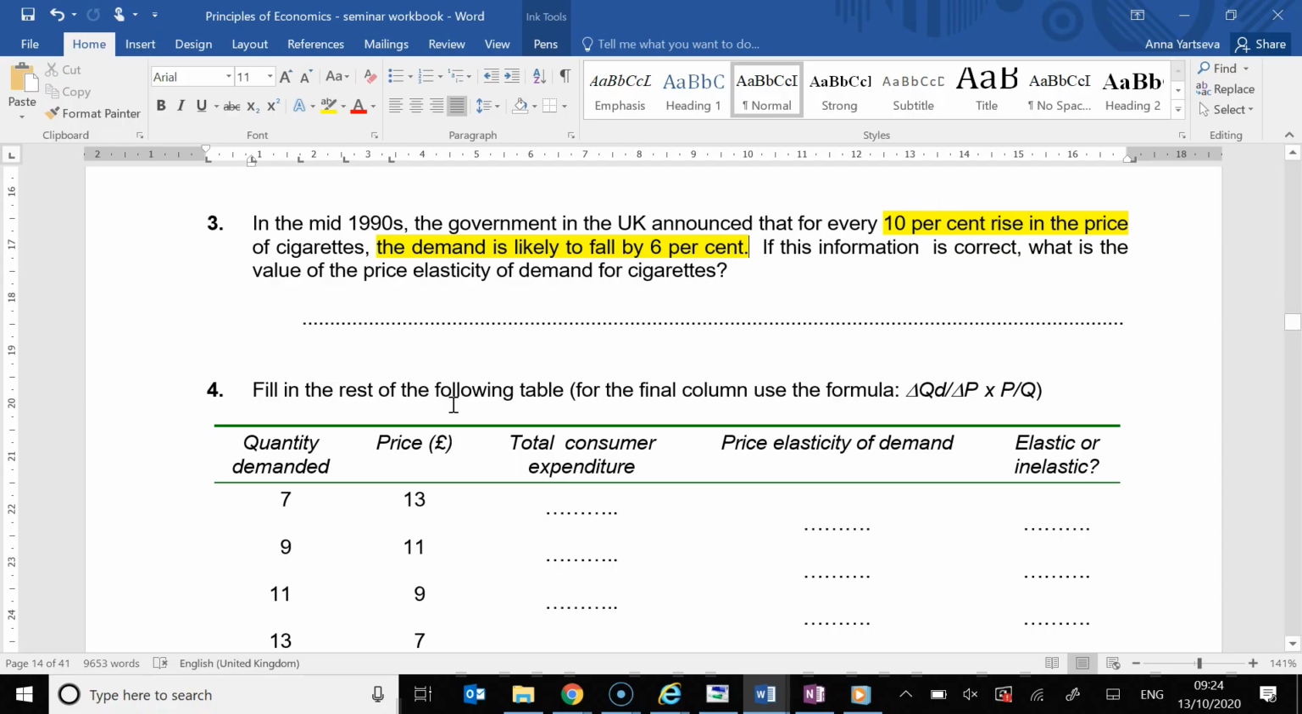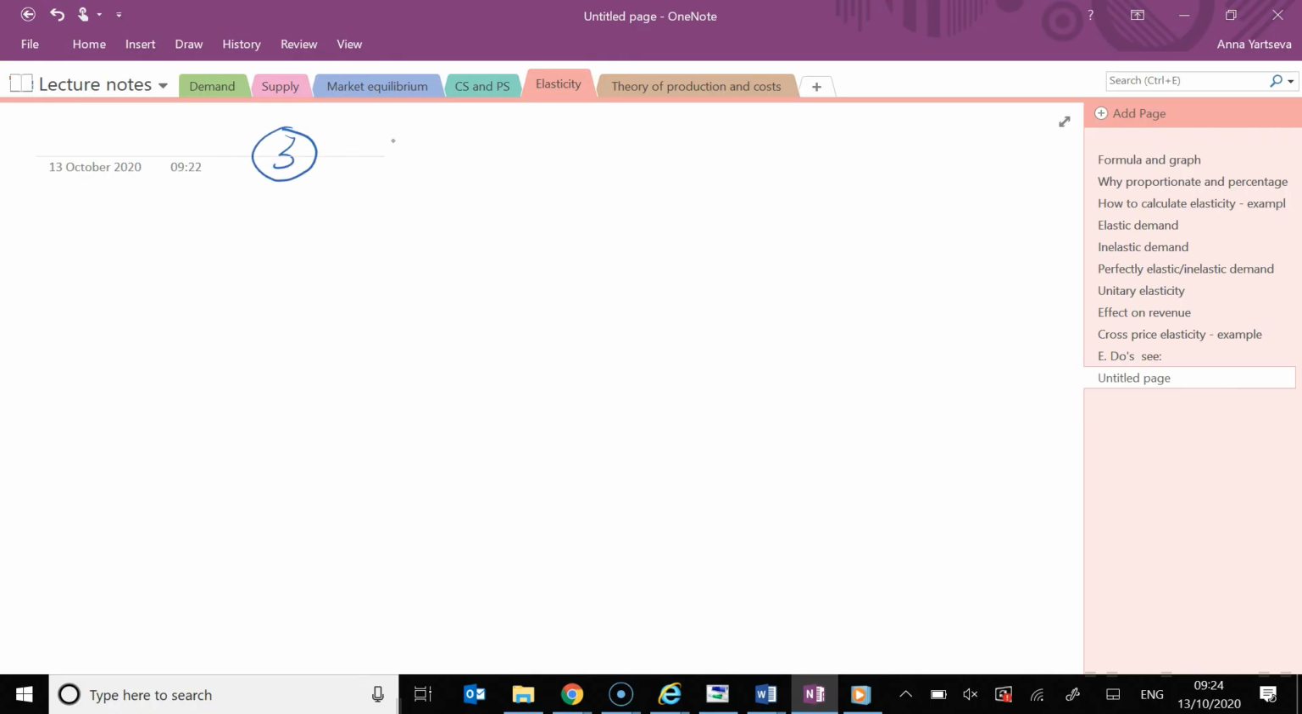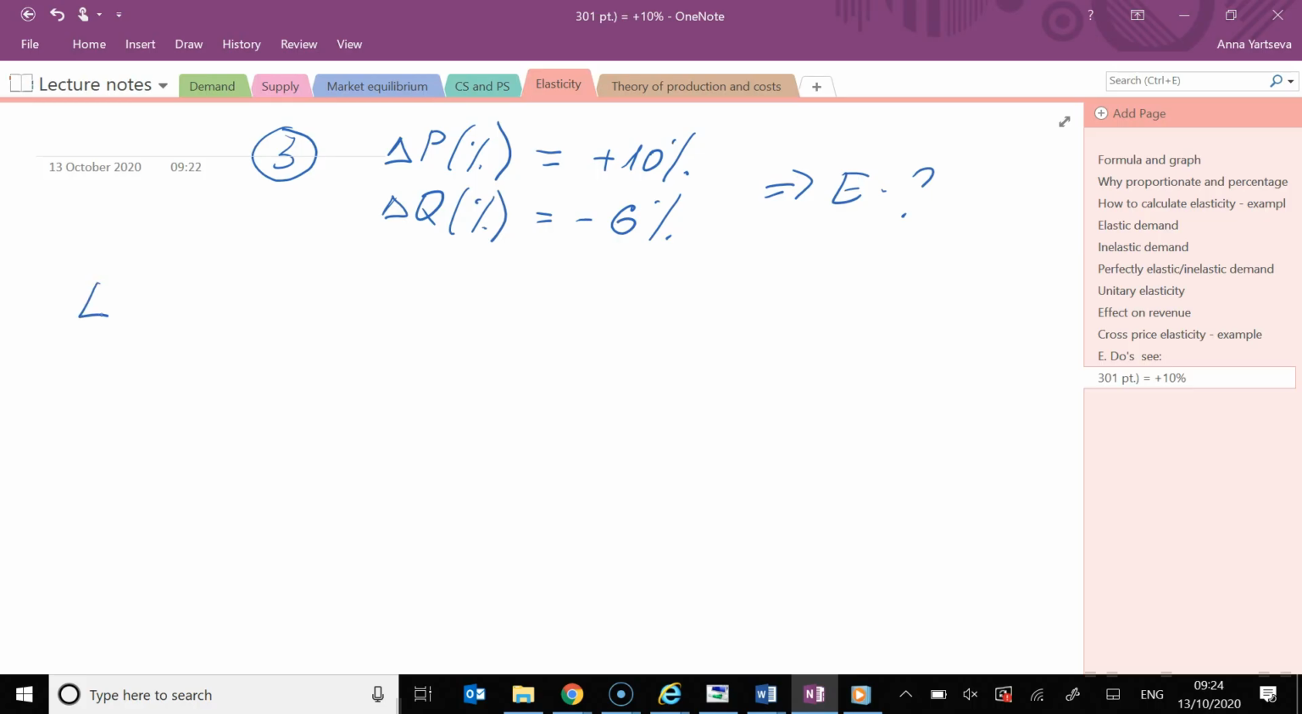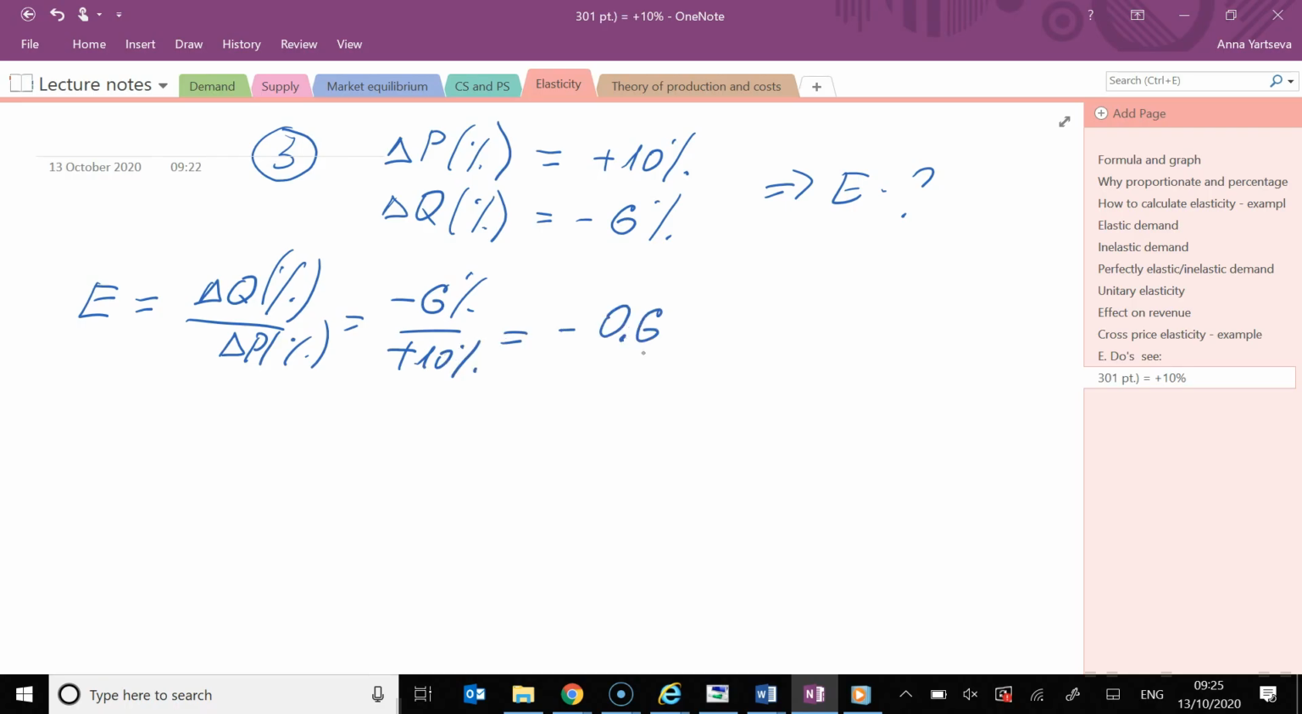Now let's use this data. Exercise 3. So change in price in percentage terms is equal to plus 10%. Price goes up by 10%, while quantity demanded drops by 6%. What is elasticity? Very simple. Elasticity is the value of change in quantity divided by change in price. Quantity drops by 6, price increases by 10, the result is minus 0.6. Minus, remember, we always have the minus. The value of elasticity, the actual number, is less than unity in absolute terms, right?